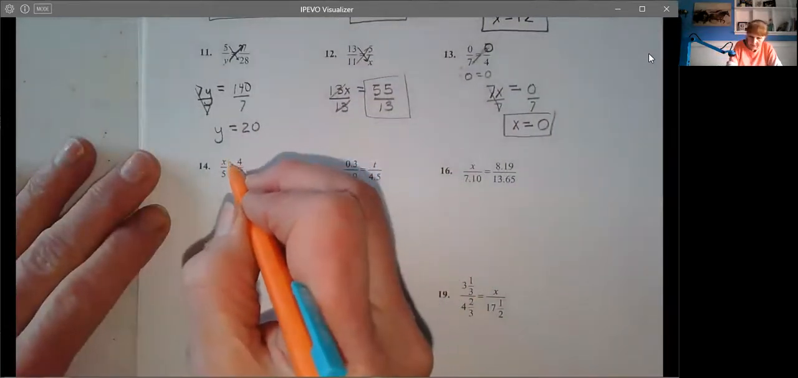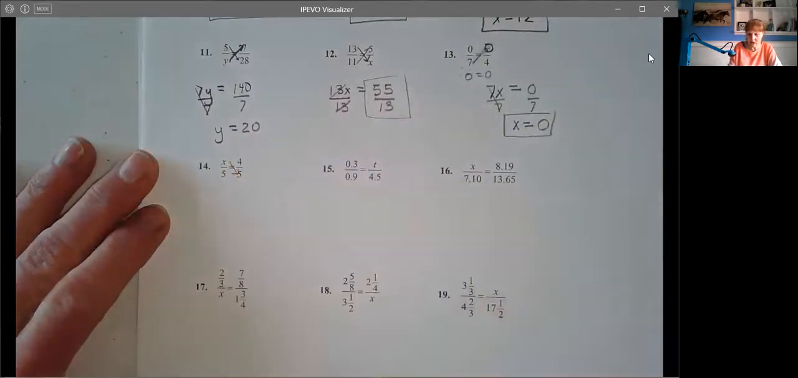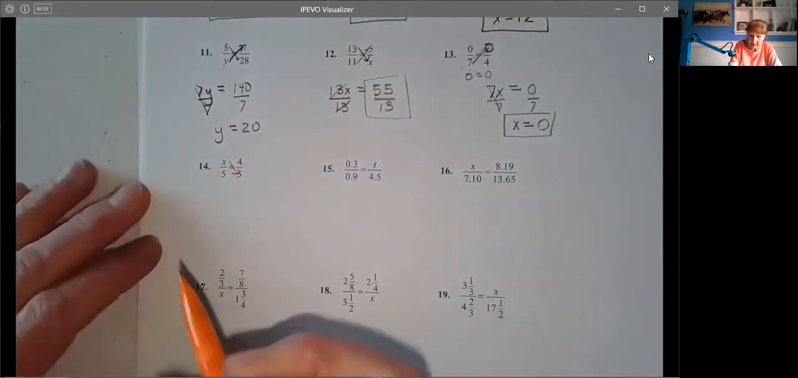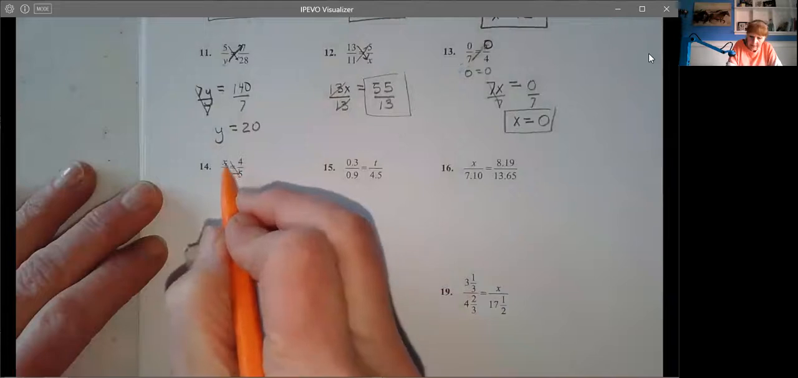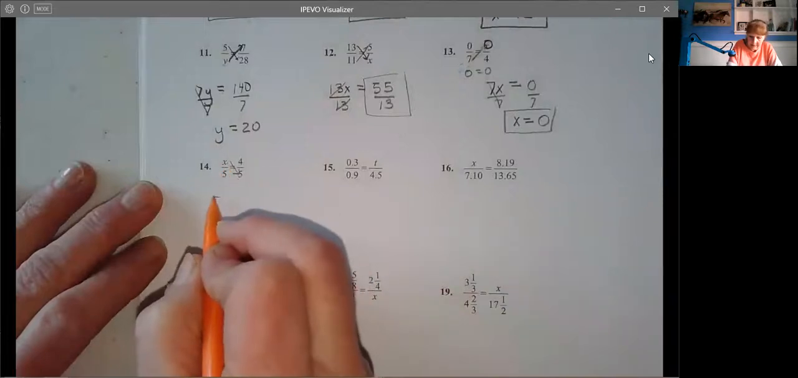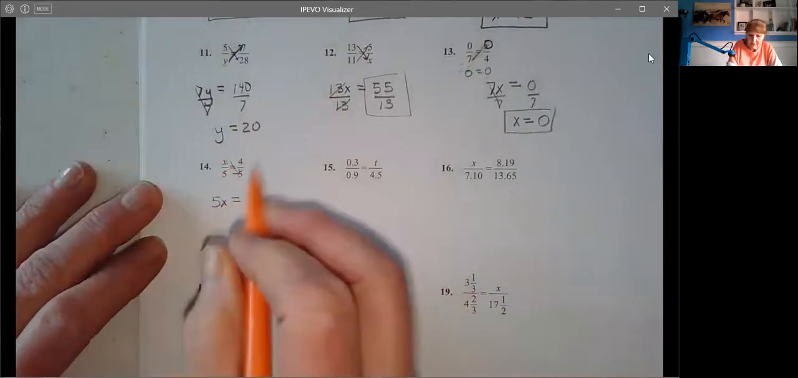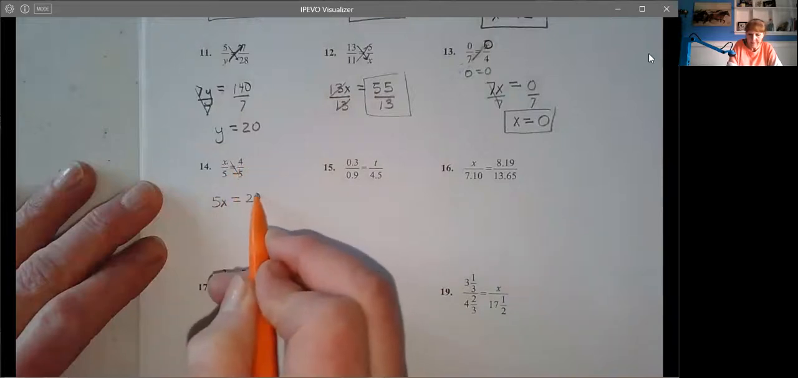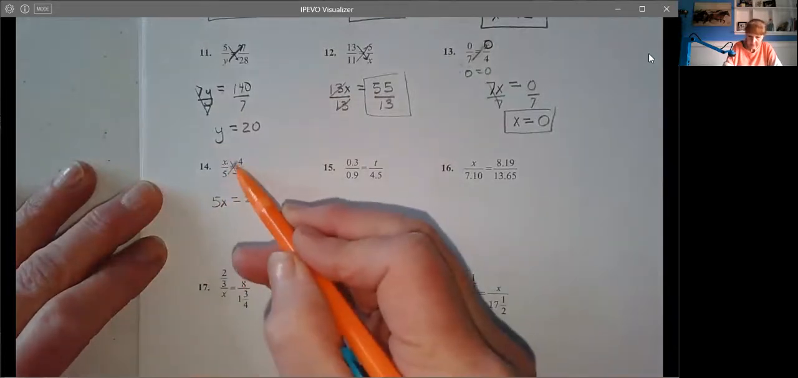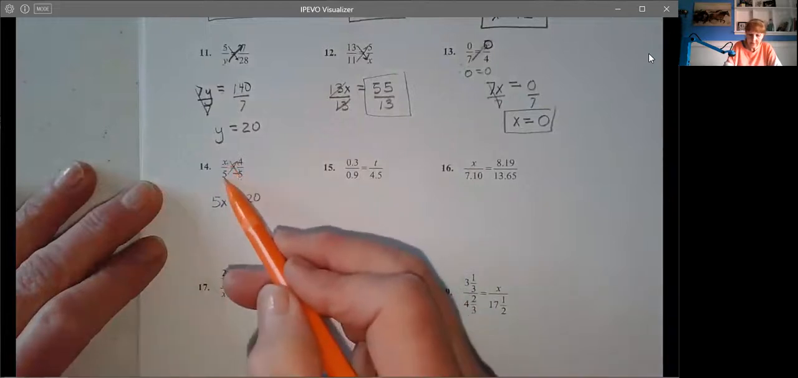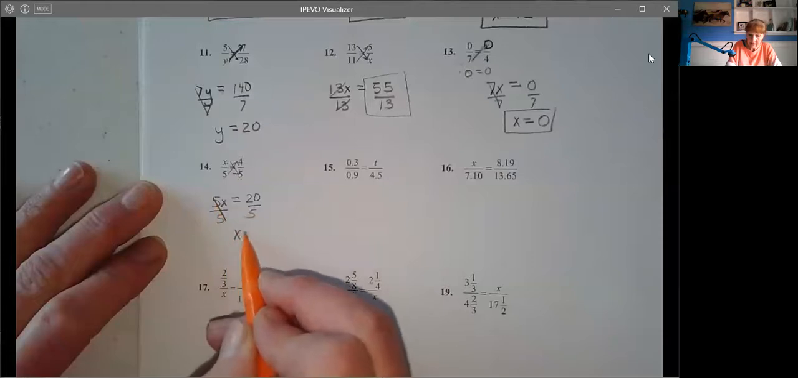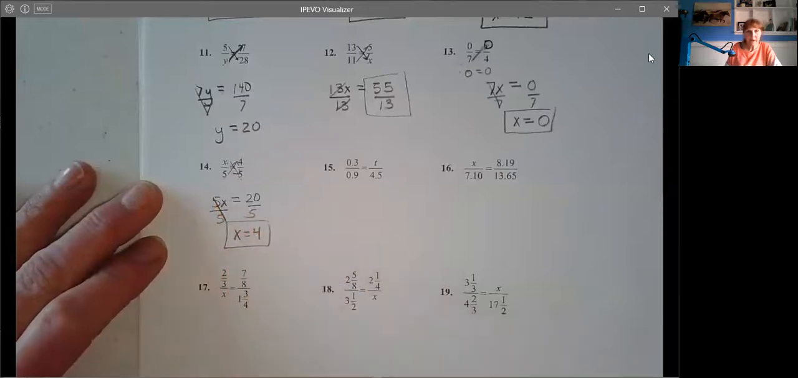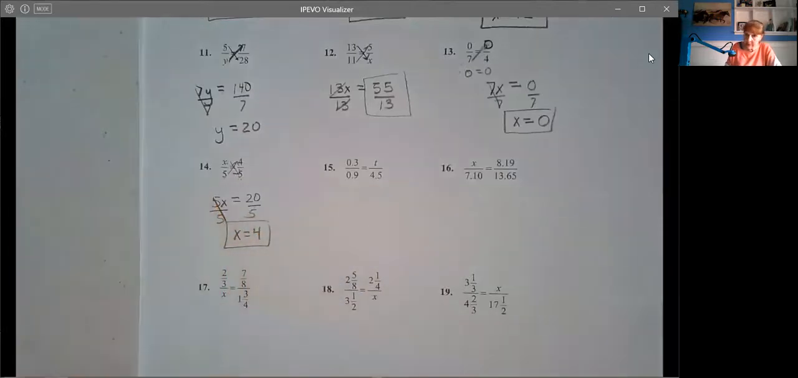Here we're going to do the 5 times the x. I always do the cross that has the variable, unless we have variables on both sides, which we will. 5 times x, or x times 5, is 5x. 5 times 4 is 20. So that product equals this product. Then you divide by 5. X equals 4. Okay. I'm hoping you're catching on. It's not meant to be hard.